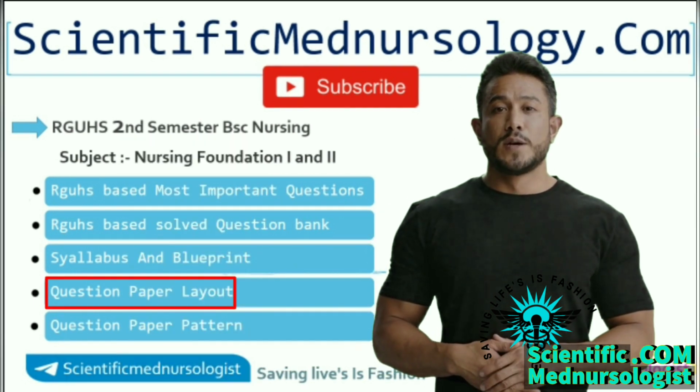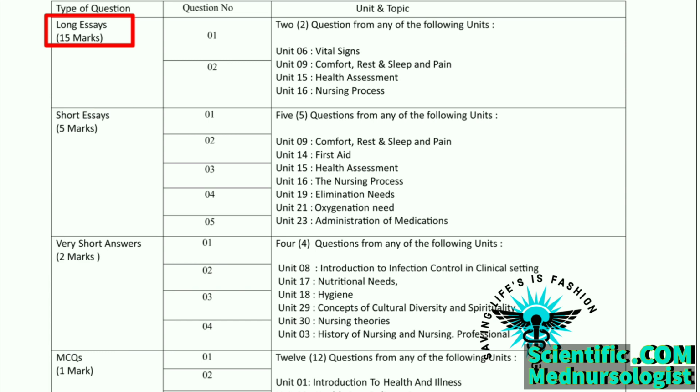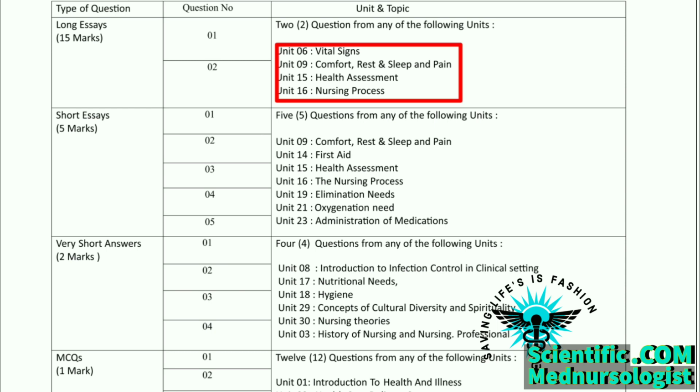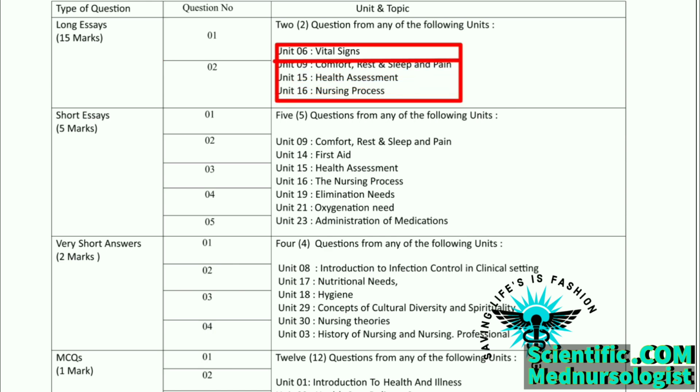Let's discuss the question paper layout. Our Nursing Foundation first and second subject question paper layout consists of 4 parts. The first part is the long essay part, which carries 30 marks, 15 marks for each question, and consists of mainly 4 standard questions. Out of these 4 standard questions, only 2 standard questions will come for the degree examination, and those 2 standard questions will contain only 1 ordinary question each from the unit of the particular standard questions.